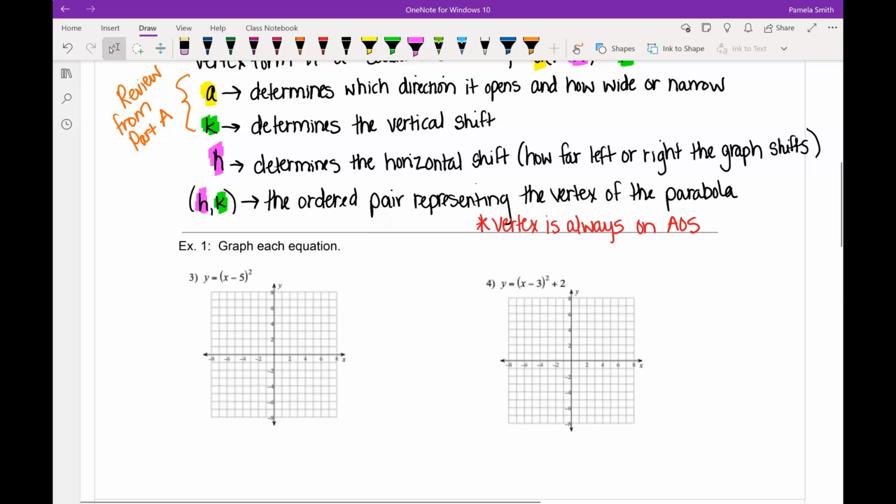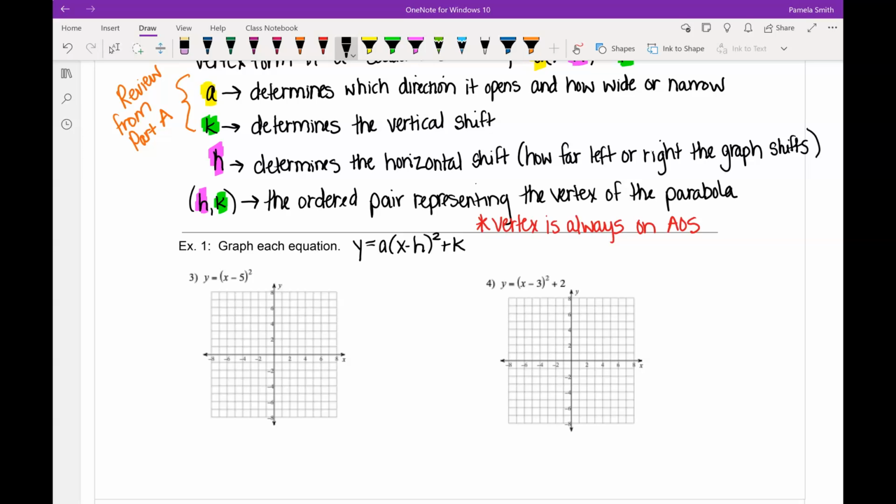All right, so now we're getting back to graphing, but now the graphing is going to be different. We can't just do that T-chart with the same 5 numbers because these graphs are now shifting left, right, up, down. So we have to know what our vertex is. As a reminder, the vertex form is y equals a times the quantity x minus h squared plus k, because we're going to need to identify our a, our h, and our k to be able to graph these.